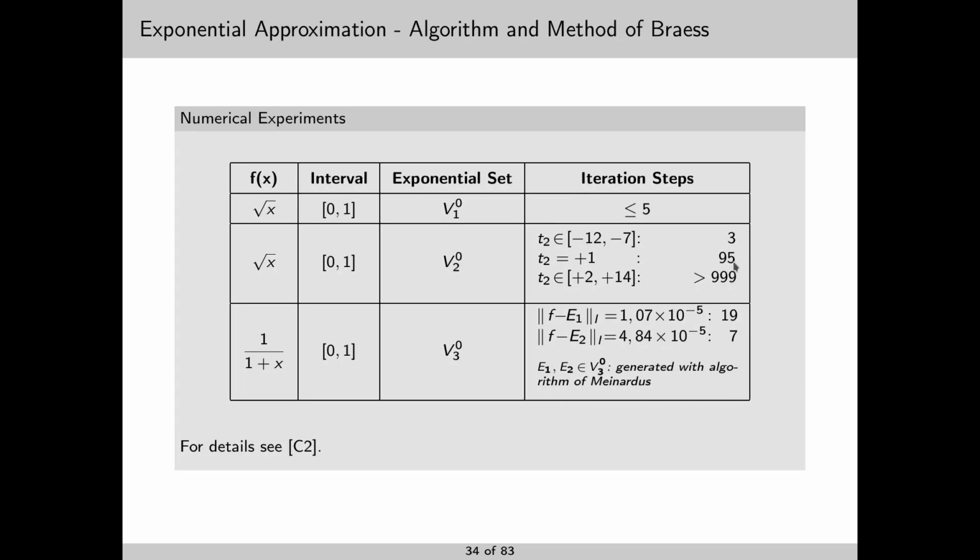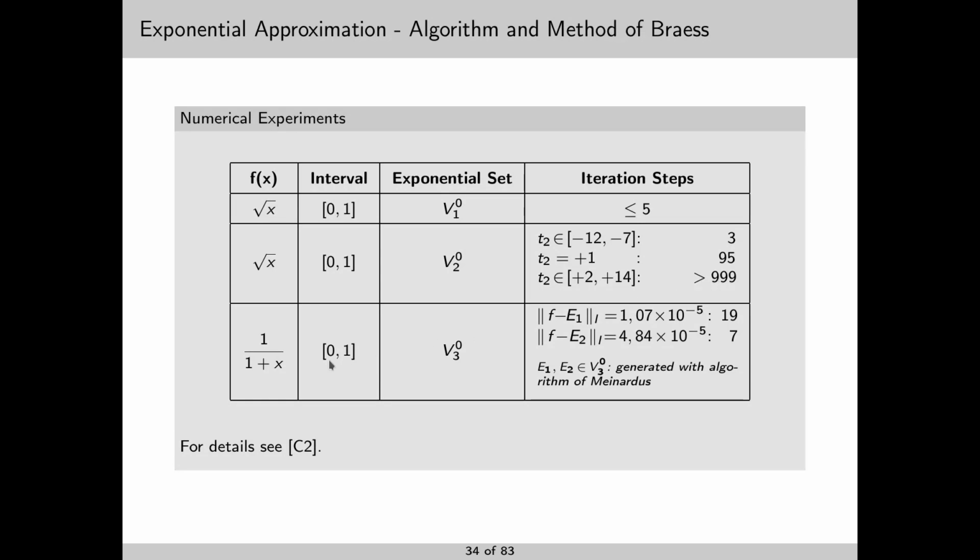95 iteration steps were necessary for the starting function with t2 equal to +1. For the starting functions with t2 between +2 and +14, even after 99 iteration steps, the algorithm was not even near a best approximation. This demonstrates the sensitivity of the algorithm with respect to the choice of the coefficient tn of starting functions, and also that the speed of convergence may be extremely slow.